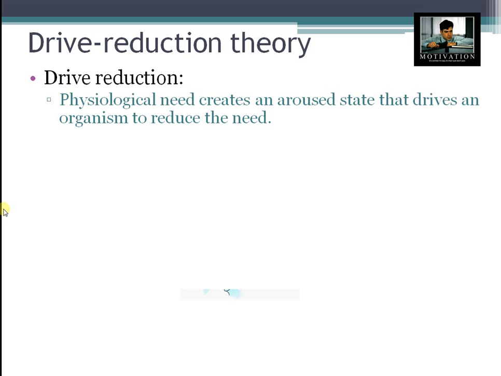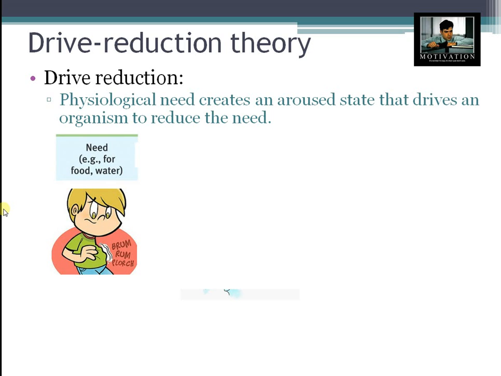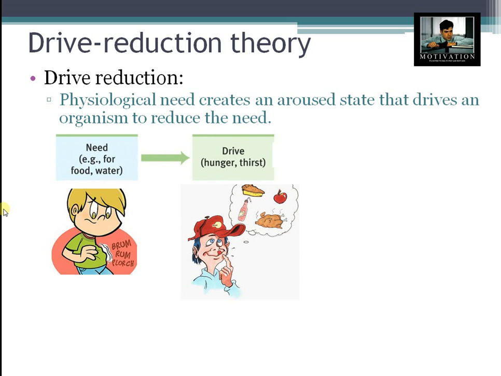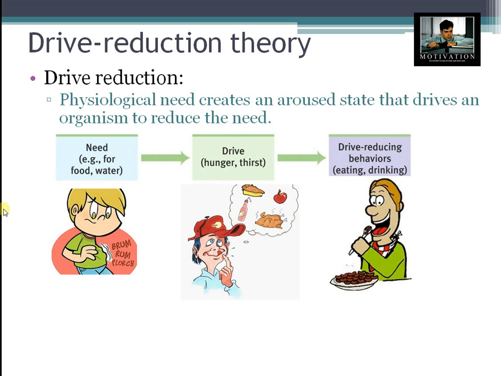So one theory of motivation is drive reduction theory. And this states that this physiological need creates this aroused state that drives the organism to reduce the need, right? So you have this experience, you interpret that as a need for food or water. This creates this psychological expression of hunger and thirst. And then you go and you engage in a behavior to reduce that need, right? So reduce that drive, right? Satisfy the need by reducing the drive.